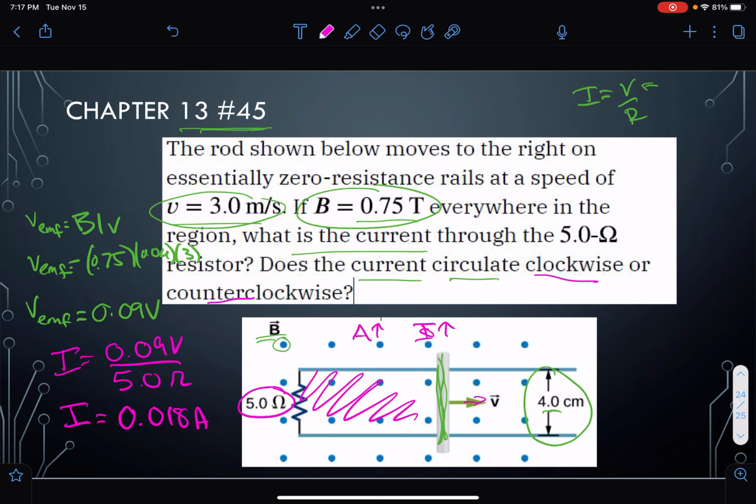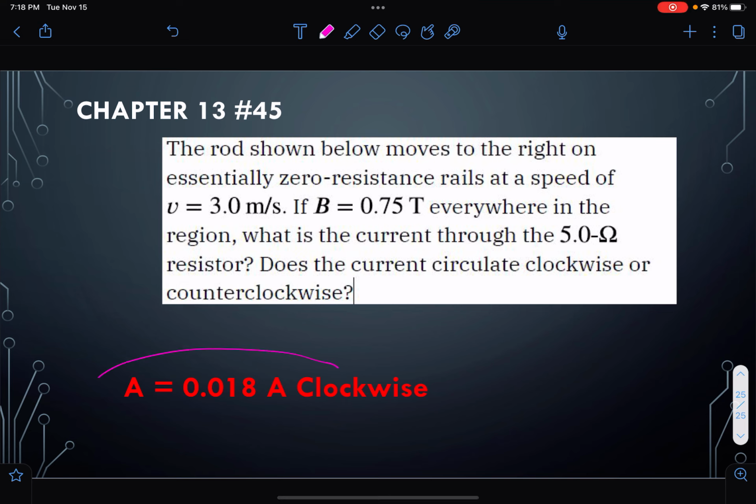So my established magnetic field is going out of the page, so I'm going to point my thumb into the page, and my fingers are wrapping around clockwise, which means that the current is going to be going like this through this loop. So we have a 0.018 amp clockwise current.